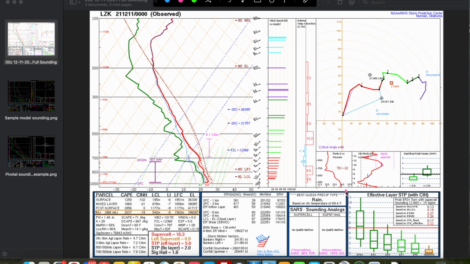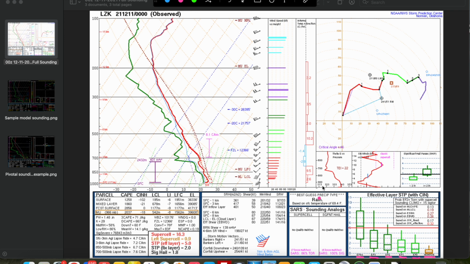So now let's take a look at this final box here at the bottom right. This shows us the plot for different types of tornado events. The effective layer STP, or STPE, with CIN factored in, convective inhibition factored in. This is based on research from Thompson et al. 2012. And it lists the different tornadic supercell types: non-tornadic, EF0, EF1, EF2, EF3, and EF4 plus.